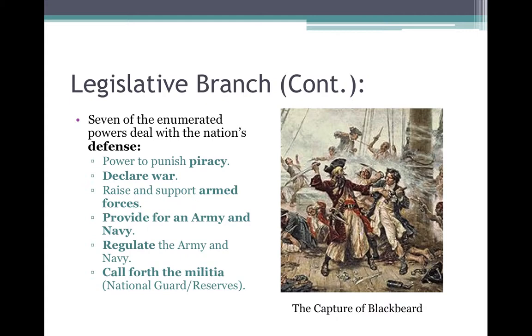It takes an act of Congress to mobilize them, to send them overseas, as was done with the war in Iraq and Afghanistan. And to organize the militia, that is, to create the National Guards and reserves and regulate them.